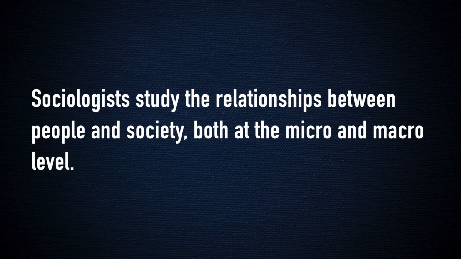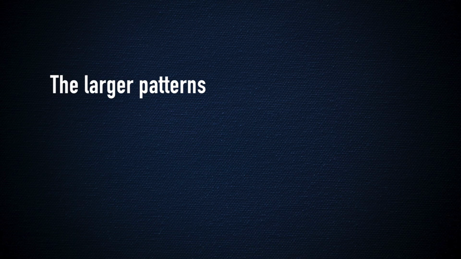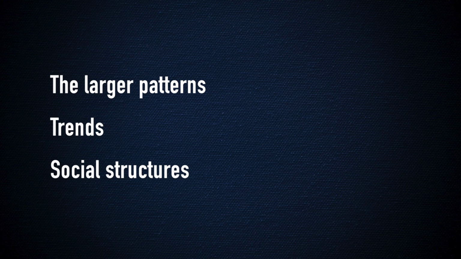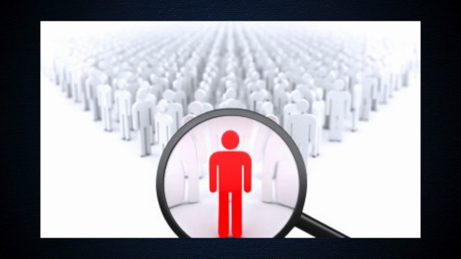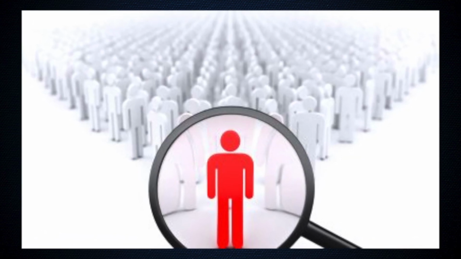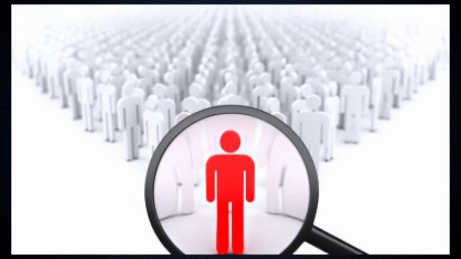Sociologists study the relationships between people and society both at micro and macro level. People and their everyday interactions and experiences make up the micro. The macro consists of the larger patterns, trends and social structures that make up society. In this sense, the idiographic approach often focuses on the micro, while the nomothetic approach is used to understand the macro.